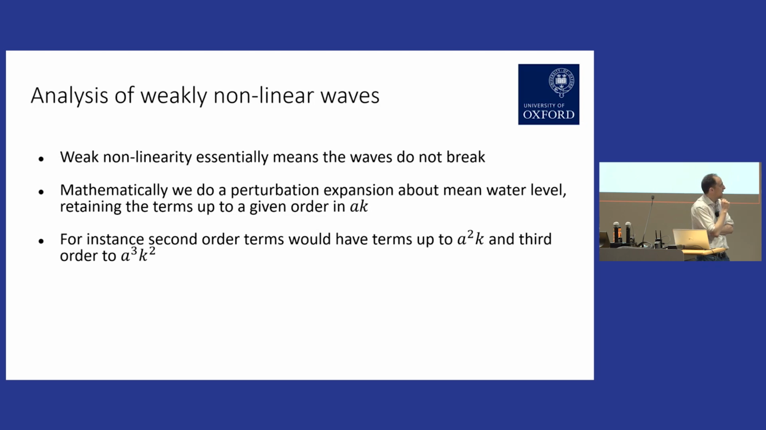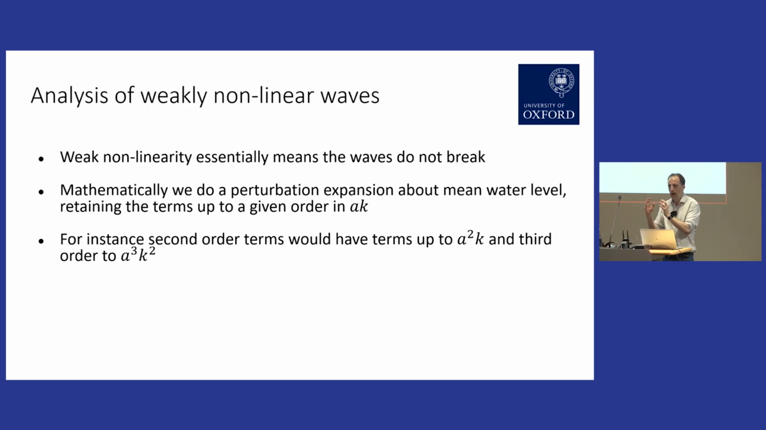So I'm going to talk about different orders of analysis here, and the way we tend to think about this is as we add on another order, we're adding on another term in terms of AK. If we have a linear wave which has a term A in it, then a second order term will be A times AK, so we get an A squared K term, and if we go to the third order, we'll end up with something with A cubed K squared in it.